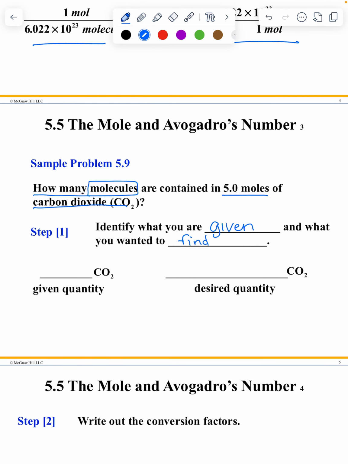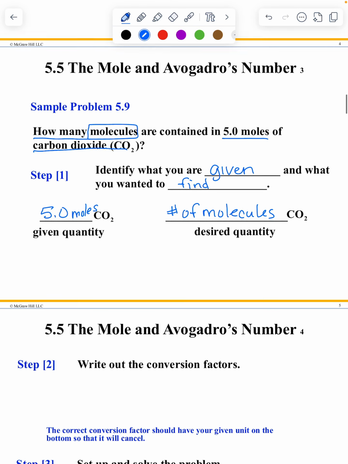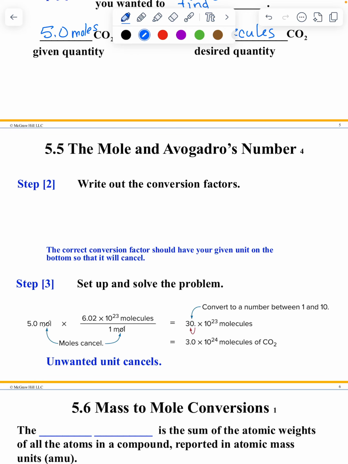I think it's helpful to mark these in the problem itself so that you know exactly what you were given and what you were asked to find. We see that our given quantity is 5 moles of CO2, and the quantity that we are being asked to find is the number of molecules of CO2. So we have a given quantity and we have our desired quantity.